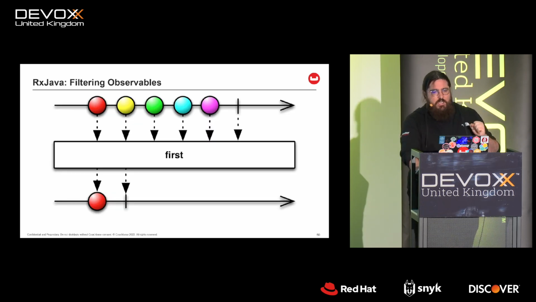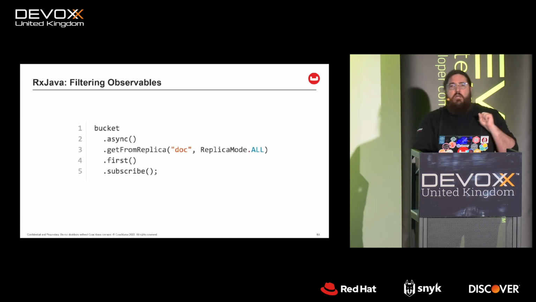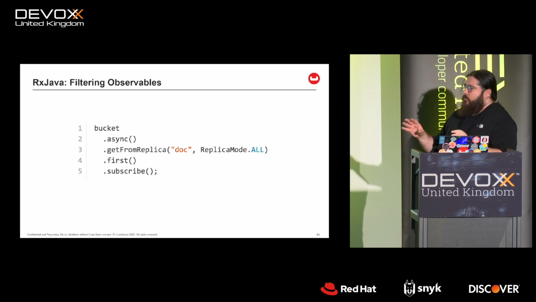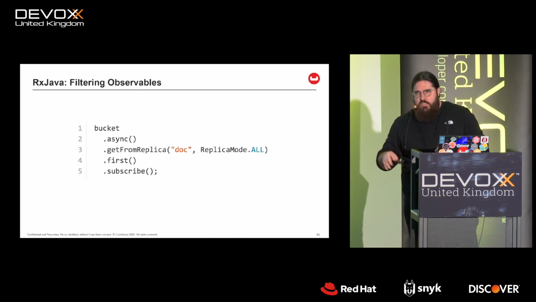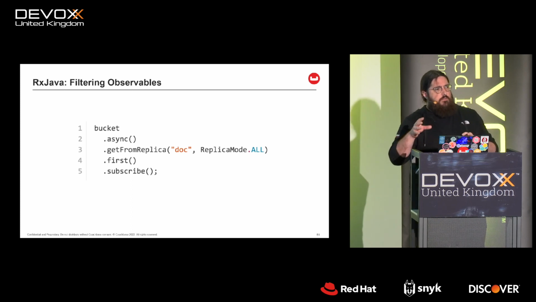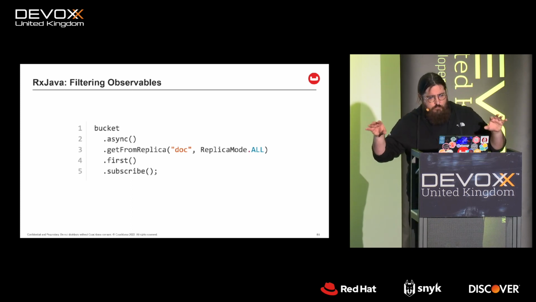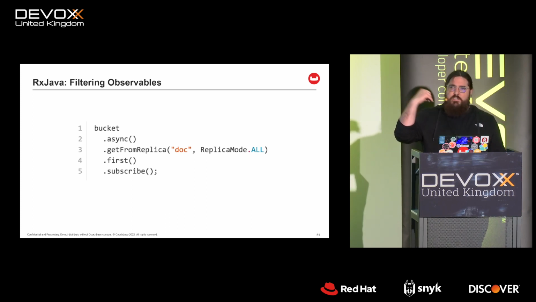First is interesting. You get the first, and you're only interested in the first result from the stream. Why would you do that in the database world? The way a distributed database usually works is that you have one active version of the document, or several, and then you have several replicas. What could possibly go wrong?